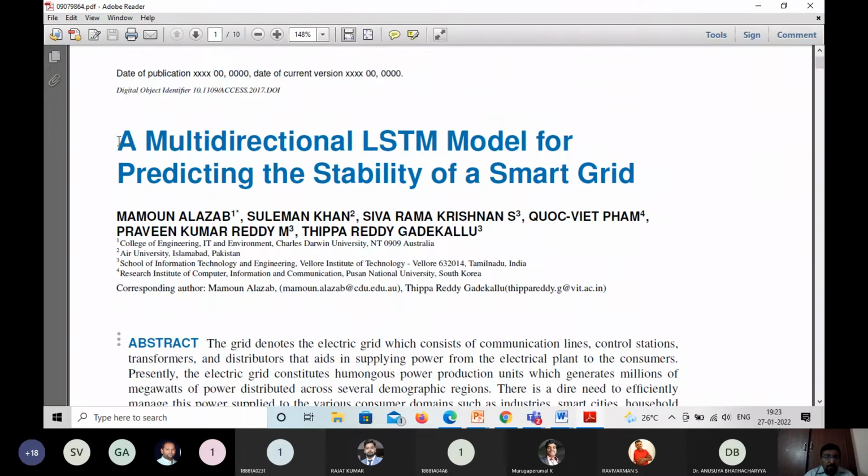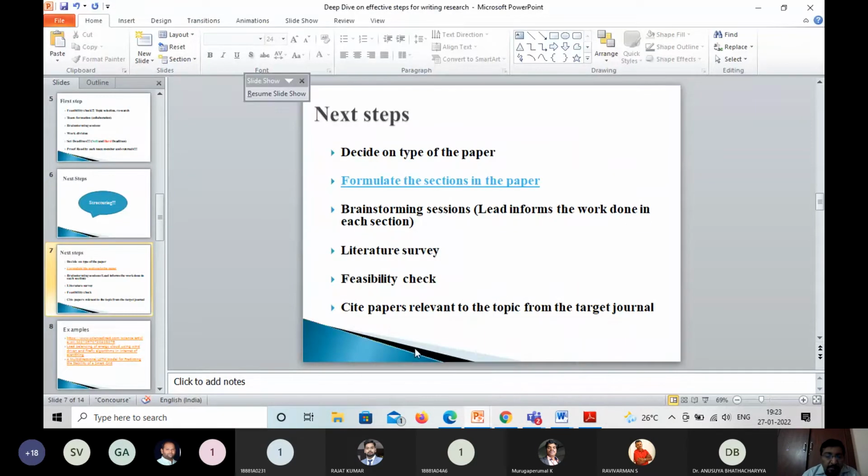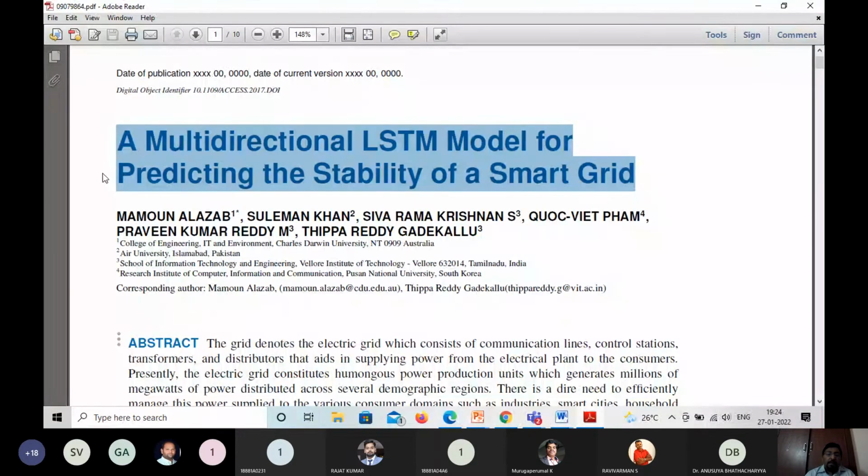Now, how do we decide on the title? This is very important. We have a particular idea. How do we decide an apt title for that? Do we need to have some background research for that? Again, can we do this in this particular session? The brainstorm sessions. How do we decide on the title? Any thoughts about this?